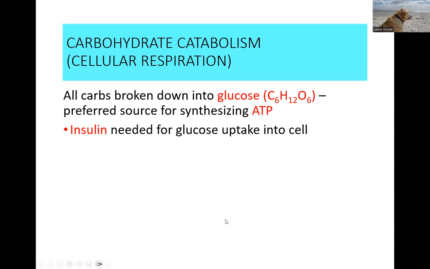Okay, so carbohydrate catabolism is in cellular respiration. All carbs are broken down, ultimately, to the monosaccharides, to their building blocks, and they have the same chemical formula, C6H12O6. Depending on how that molecule is arranged, it may be a glucose, a fructose, or a galactose, but they all have the same chemical formula. And glucose is the preferred source for synthesizing ATP. Insulin is needed for glucose uptake into the cell, as you know.